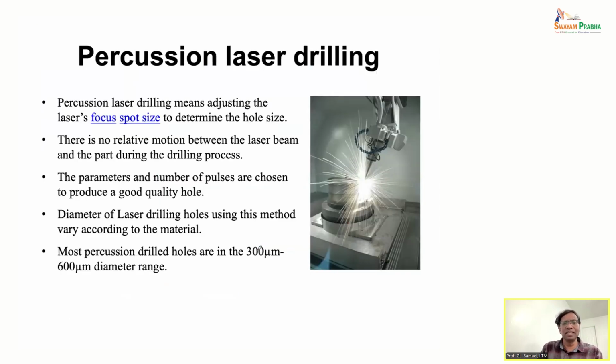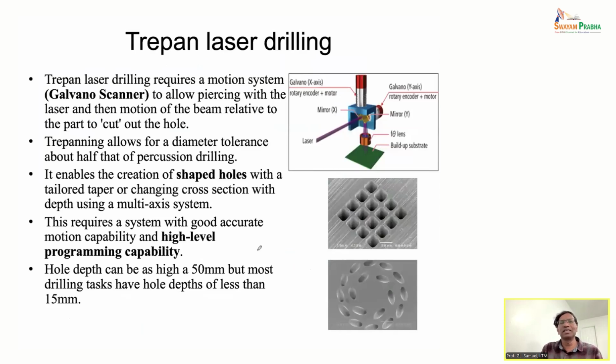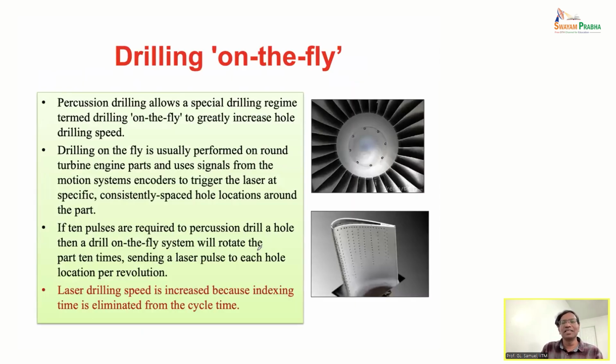So the same thing has been explained here in percussion drilling. Usually it produces round holes, but in trepanning and other processes, we can have different shapes of holes. And then there is an interesting drilling process which is being used to increase the efficiency of the production of the holes.